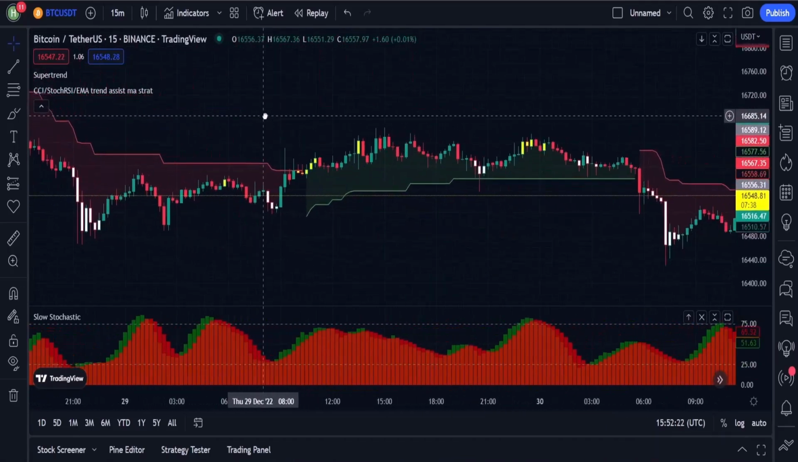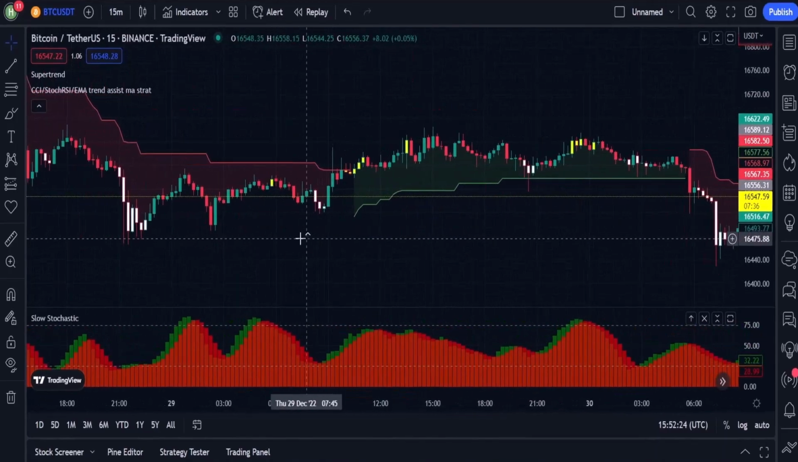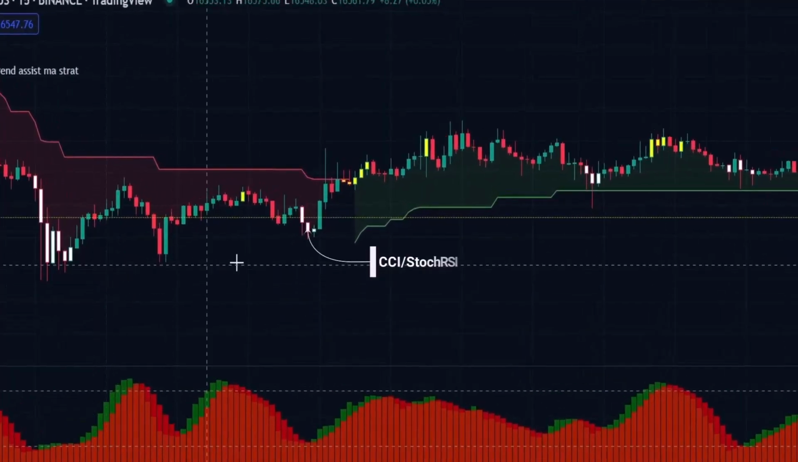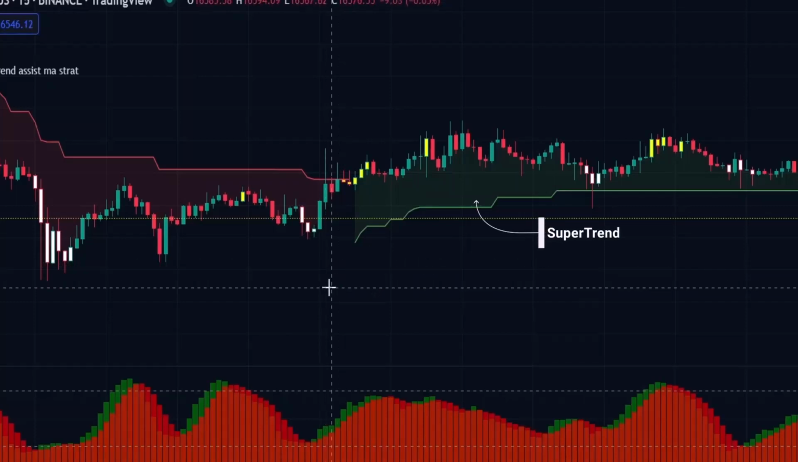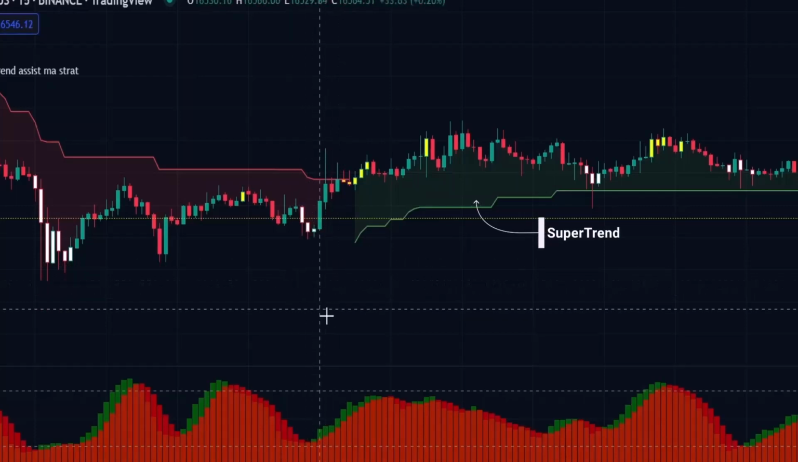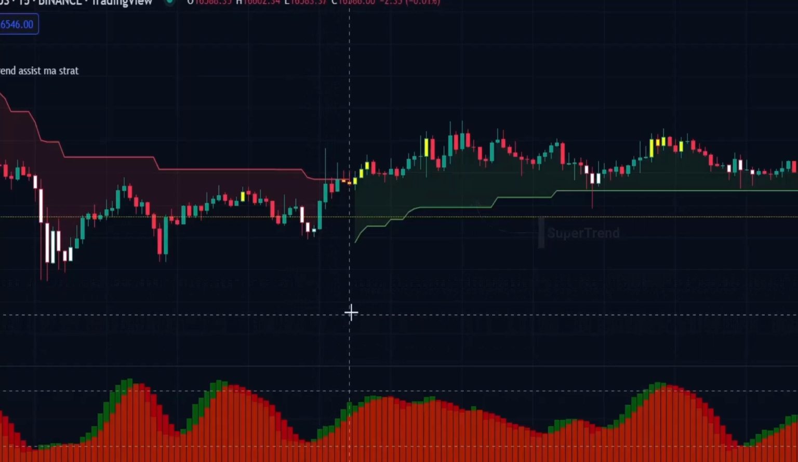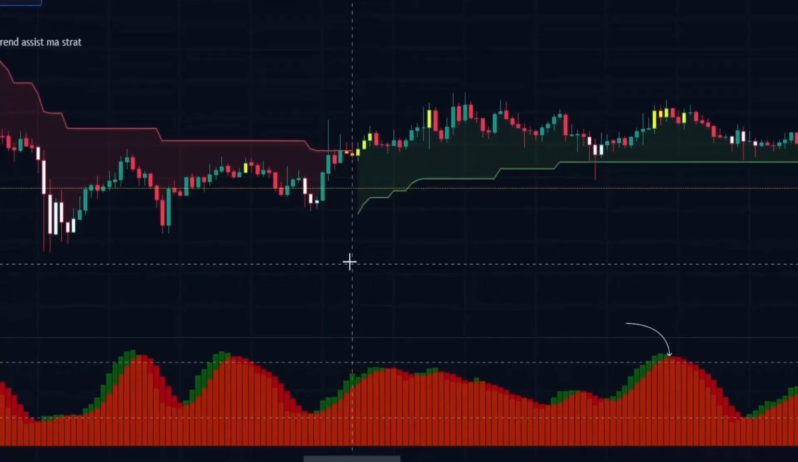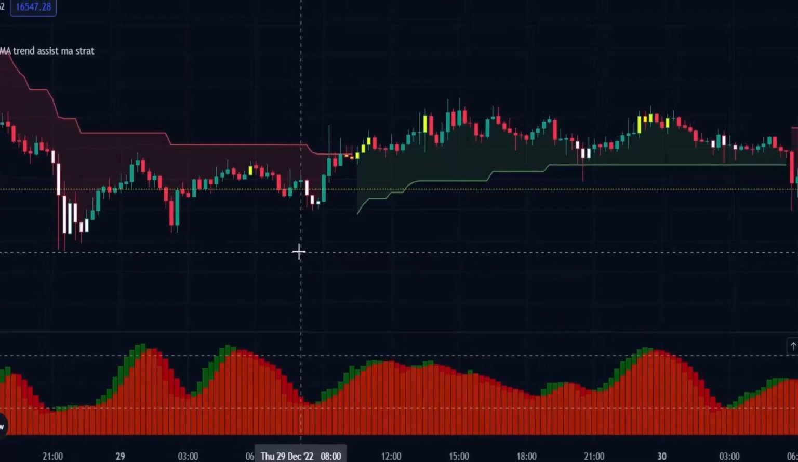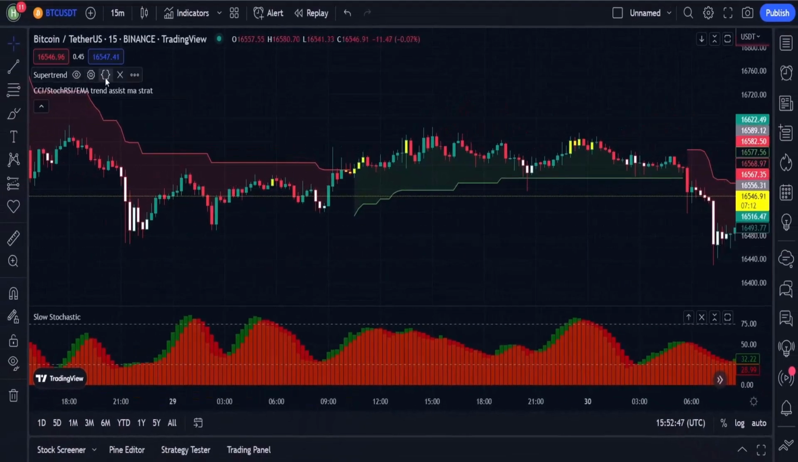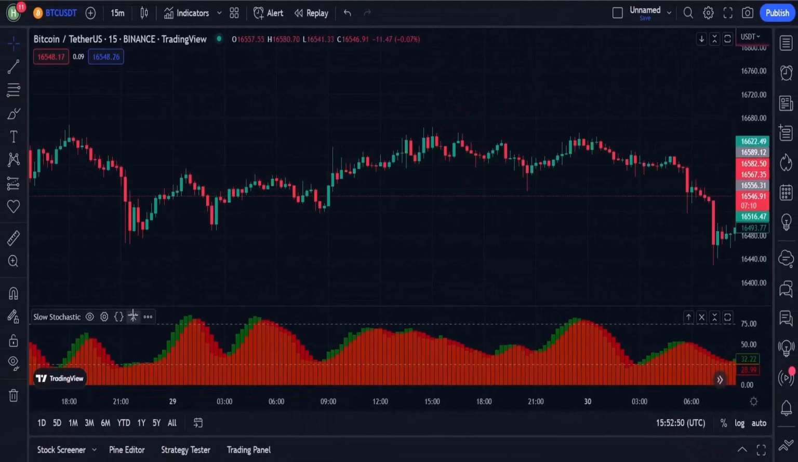This strategy contains 3 indicators. As you can see, the first is this indicator that appears in a yellow and white color above the candles, and it is the main indicator. The second indicator is the super trend indicator, which appears with a red and green line below and above the candles. The last one is this indicator, which is the slow stochastic indicator, and we will use it to confirm our signals. I'll quickly cross these out so that I can explain everything from the beginning.